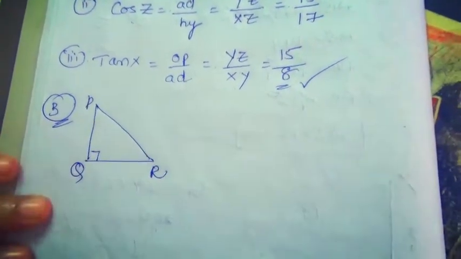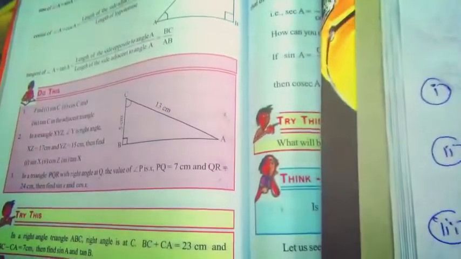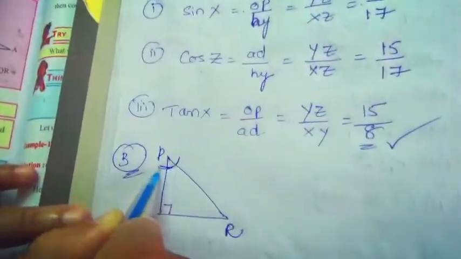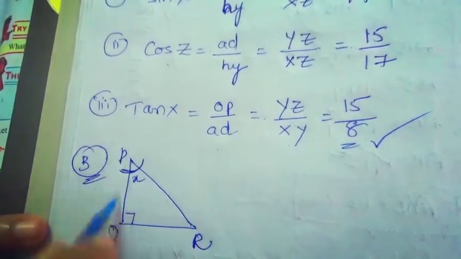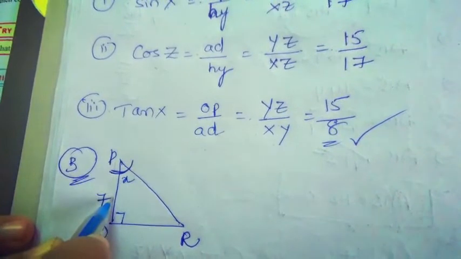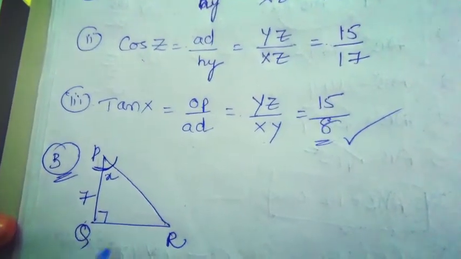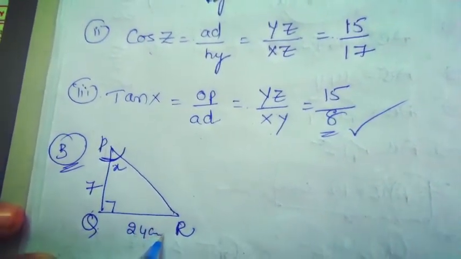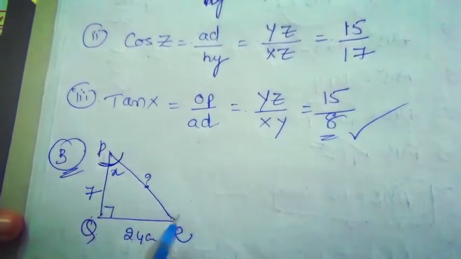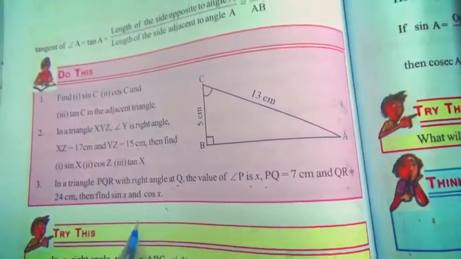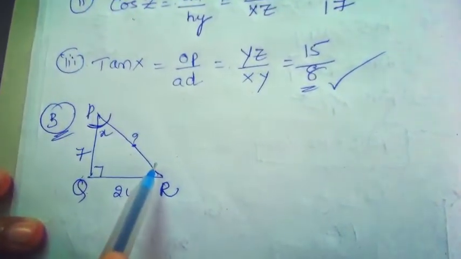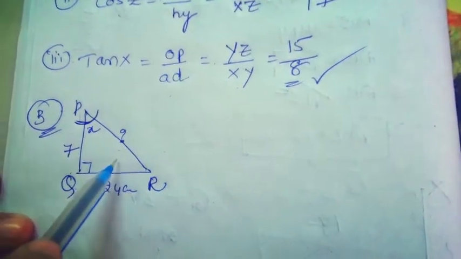The value of this angle P is x. Let PQ be 7 centimeters and QR be 24 centimeters. And we have to find the values of sin x and cos x. Why? Because for sin x and cos x both we need the hypotenuse. That's why. Here in this given picture the hypotenuse is not given. So that's why we have to find out this value.